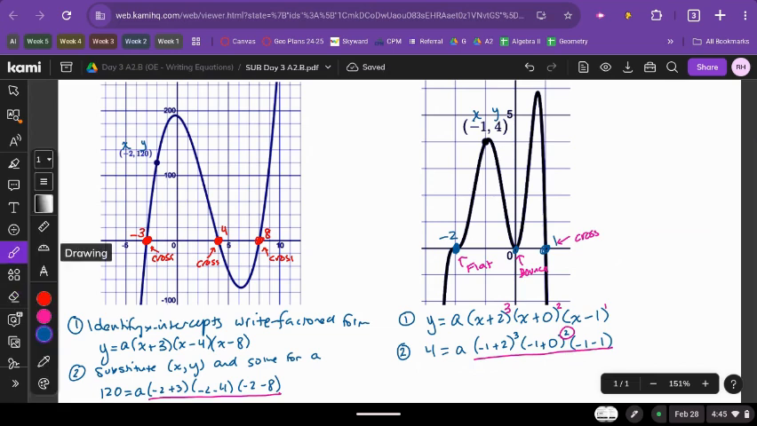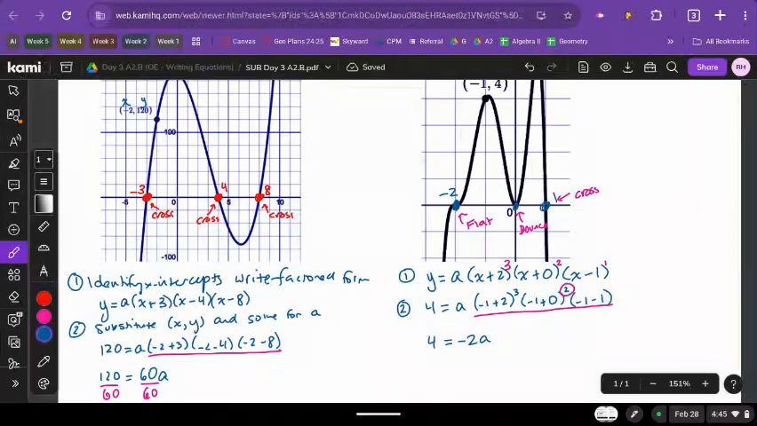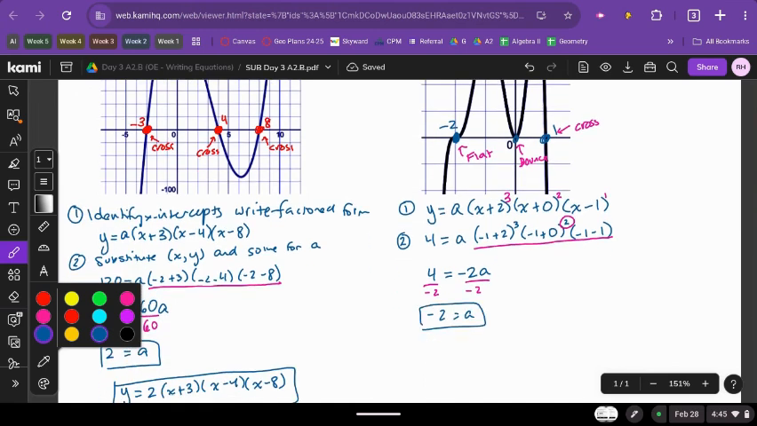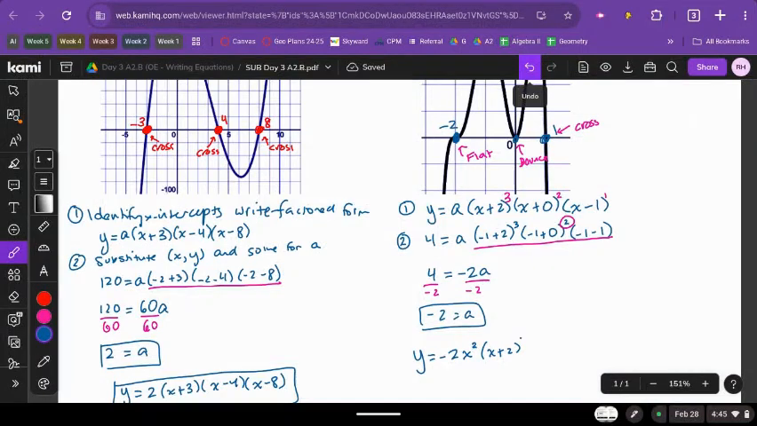In either case, and I would recommend practicing this on your own, we should be getting negative 2 for our a value. And so when we divide both sides by negative 2, we get our a value, which is negative 2. And so our final equation is going to be y is equal to negative 2. Now, whenever you have an origin passing through the middle like that, the x plus 0 squared, we put that in the front and just write it as x squared. X plus 0 is just x, so it's x squared. And then we have x plus 2 to the power of 3 and x minus 1 to the power of 1, which is just x minus 1. So that's going to be your final equation.